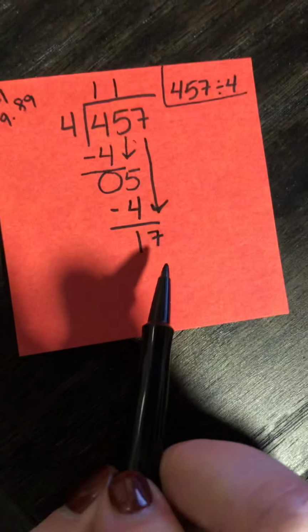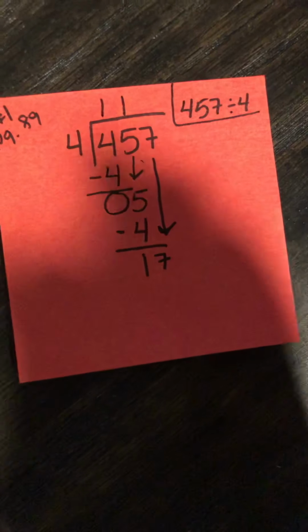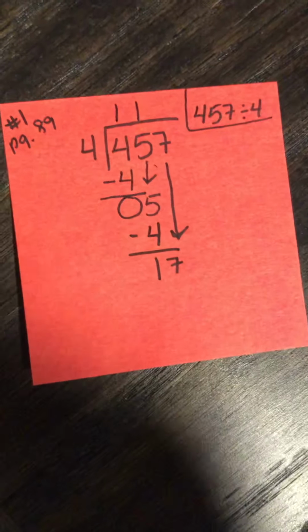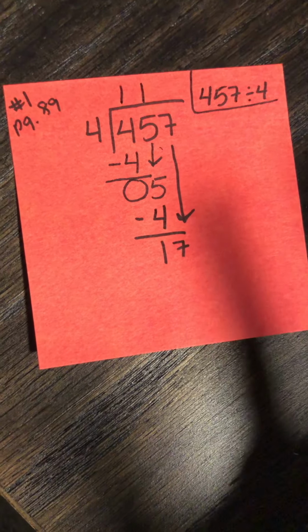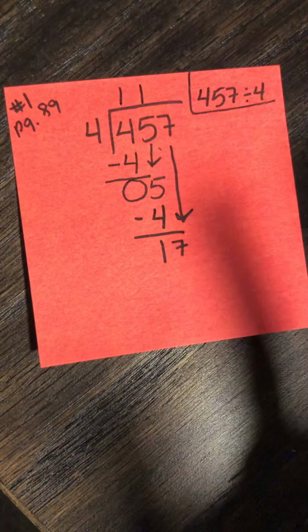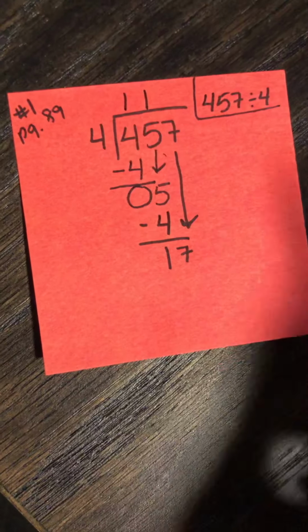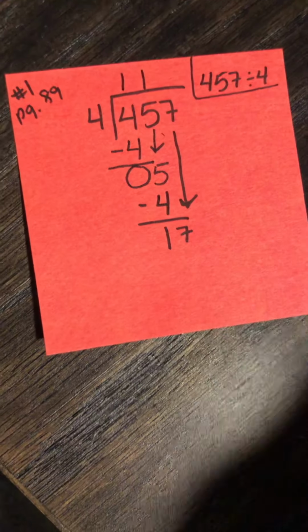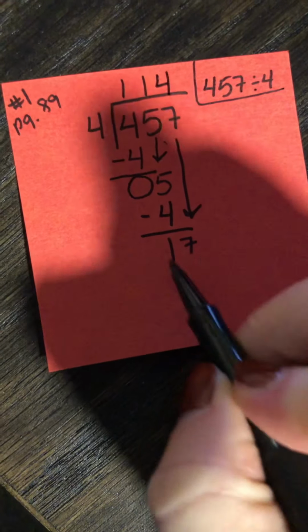Now I ask myself, how many times does 4 go into 17 without going over? This is why I've told you guys, you really, really want to get your multiplication facts down to a science, down to a one snap answer, because then you can recognize, oh, 4 times 4 is 16. That's going to get me the closest, because 4 times 5 is 20. That's too big. So you can go through your 4s. 4 times 1 is 4. 4 times 2 is 8. 4 times 3 is 12. 4 times 4 is 16. That's the closest that I can get without going over, because you can't go over this number down here.